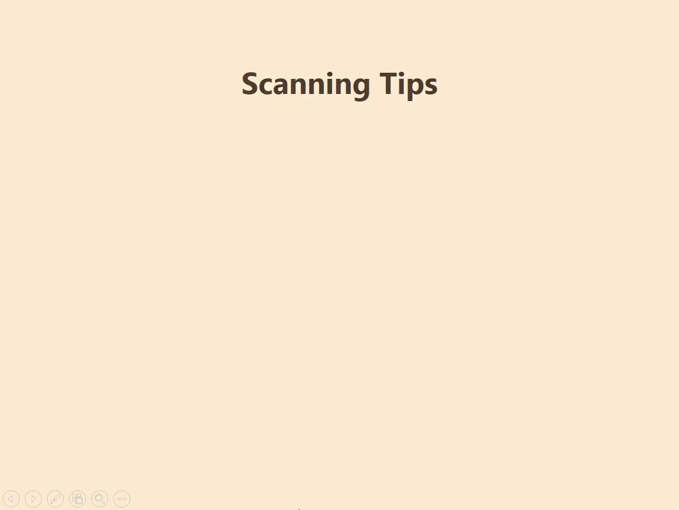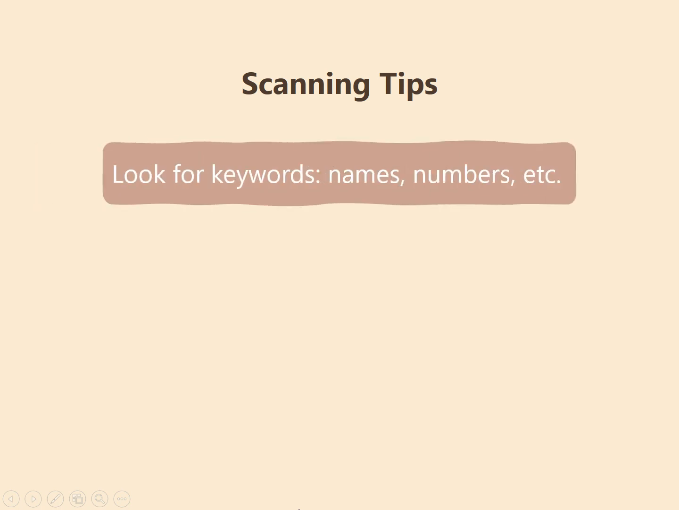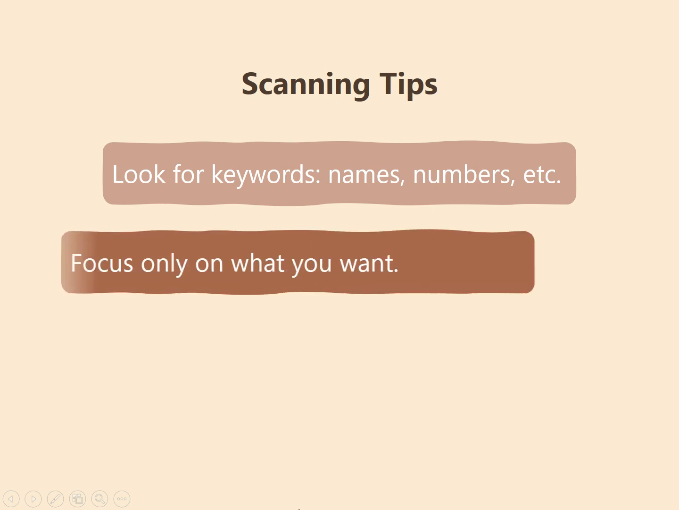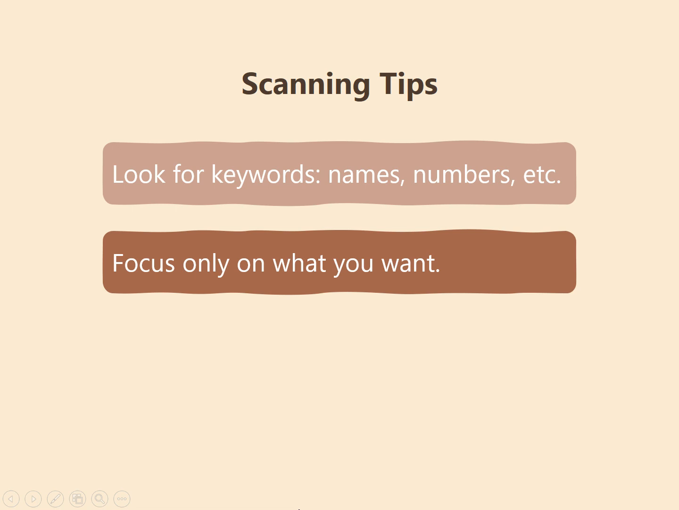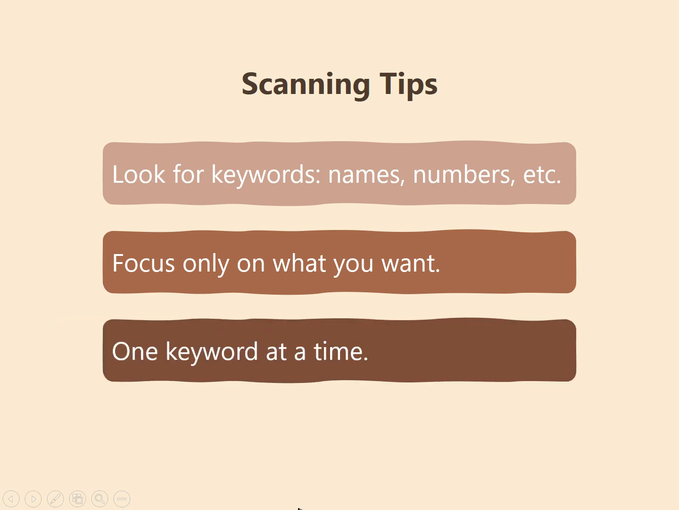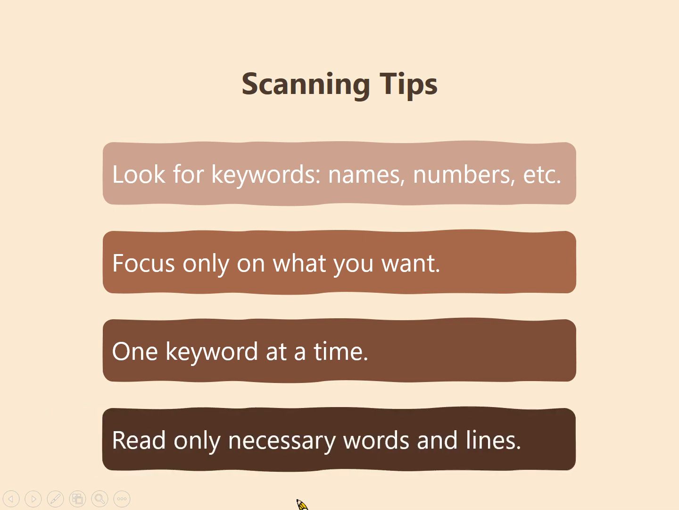There are 4 scanning tips. First, when you scan, focus only on what you need, such as names or numbers. Remember, you don't need to read every word or every line. Just focus on what you need or what you want. And then remember to use only one keyword at a time and read only the lines or words related to this keyword.